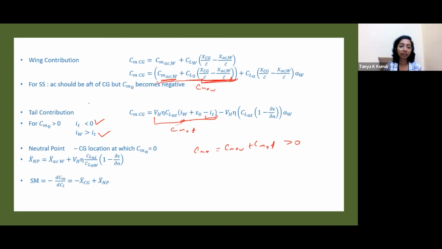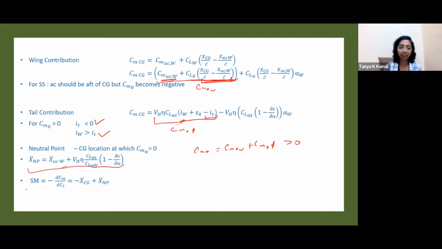Then we discussed the neutral point. The neutral point of an aircraft is analogous to the aerodynamic center of a wing. So it is the point about which Cm alpha is 0. Cm doesn't vary with alpha, just like the aerodynamic center for a wing. Then we derived the equation for this neutral point in terms of wing. This is the equation for the neutral point.